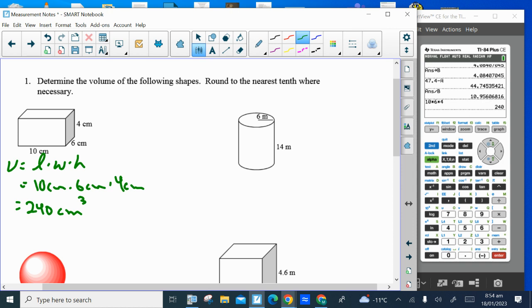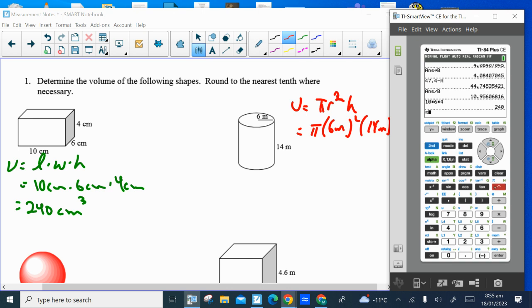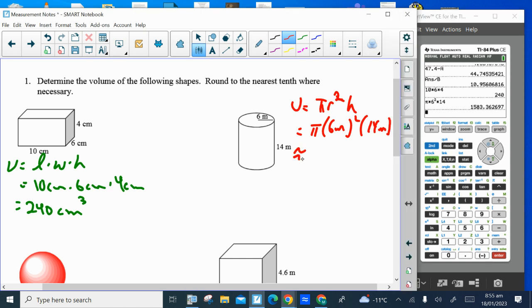The next one is a cylinder, and the formula for volume of a cylinder is pi r squared times h, the height. So we're given all those values. R is 6 meters. That needs to be squared. The height is 14 meters. So it's pi times 6 squared times 14. So 1583.4. And remember, it's always in cubic units. In this case, meters cubed.